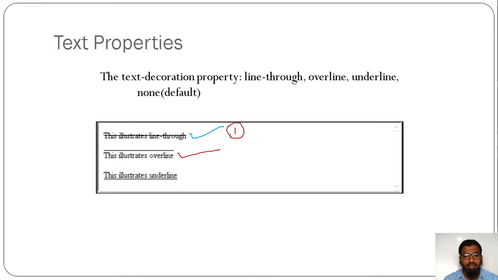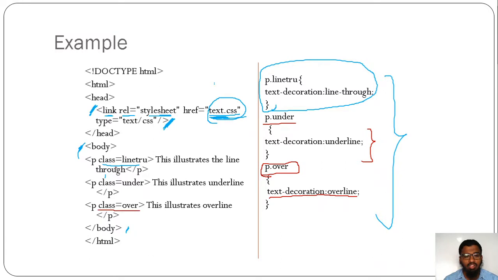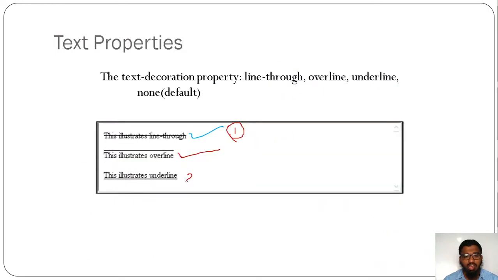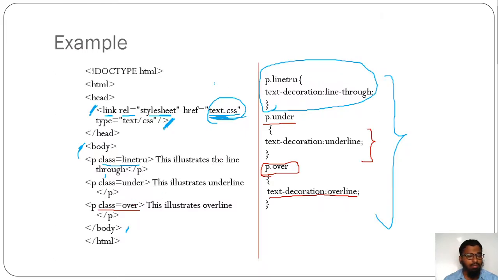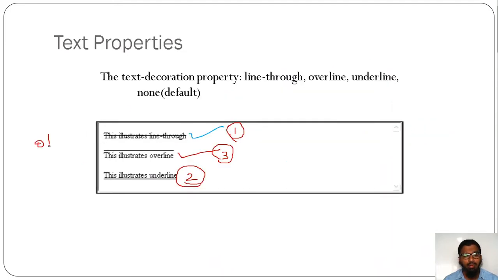As per this code, first it will be this, second will be this, and third will be this. Clear? In the same way you can call the CSS from outside the HTML code like this. This is one file, and it is saved with .css. It is saved with .css, that is the name mentioned here, text. So this is the example for this output.